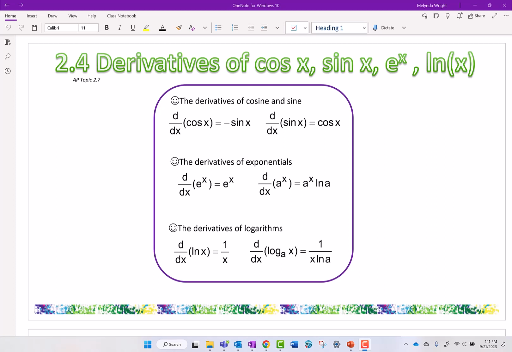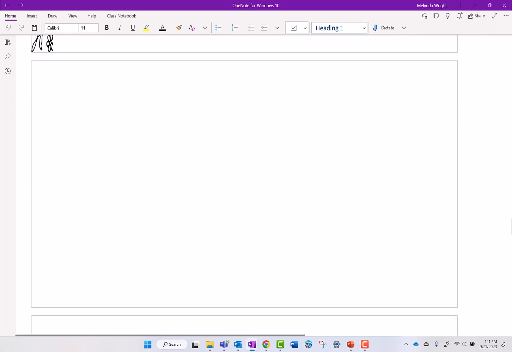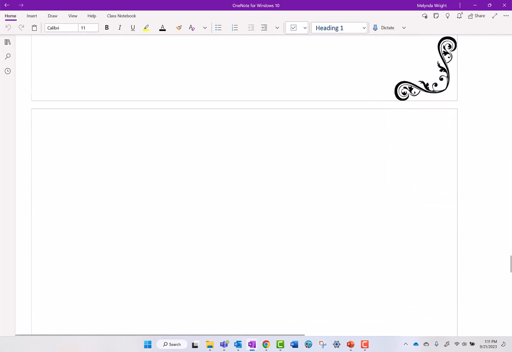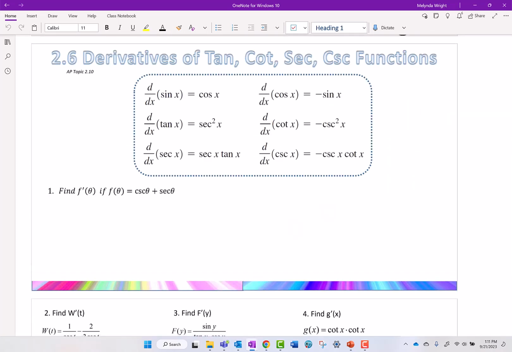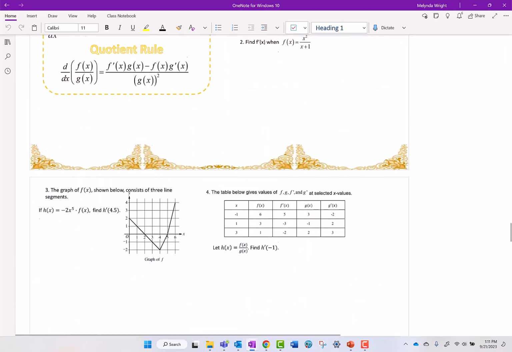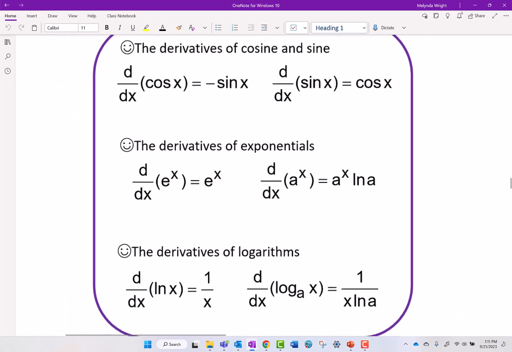I typically would do all the derivatives of all the trig functions at the same time, but they're breaking them up. We do two in this lesson, and then two lessons down, we do the rest of them, all the other trig functions. So we're just going to focus on sine and cosine today as far as trig goes. So let's take a look at them.